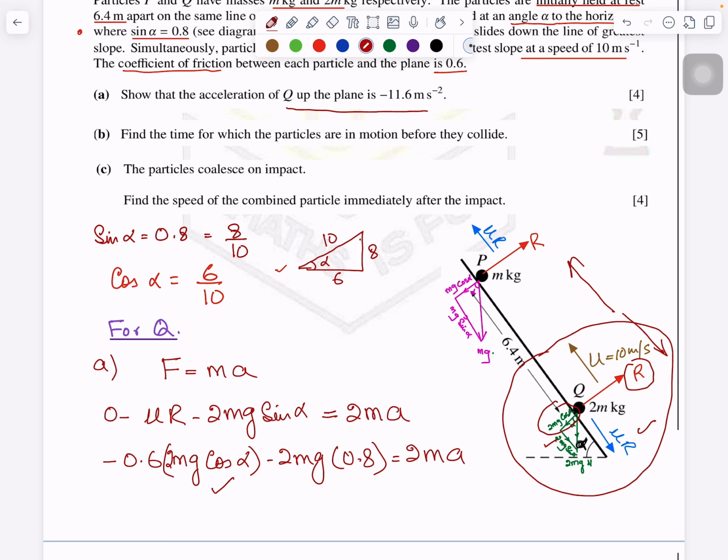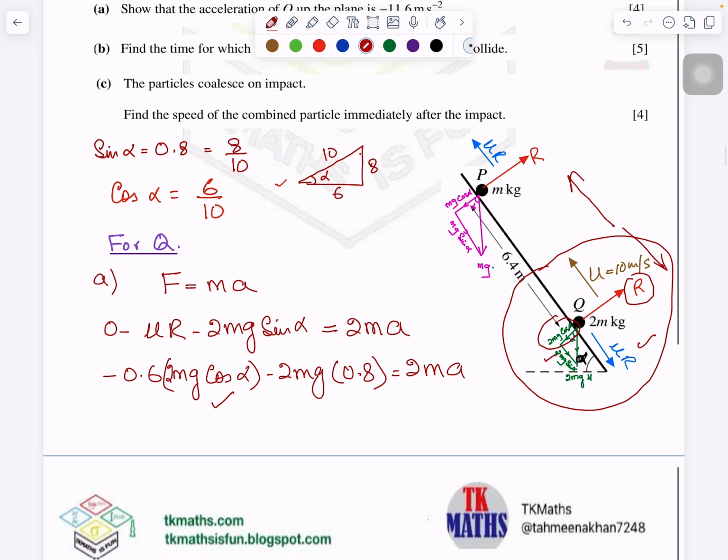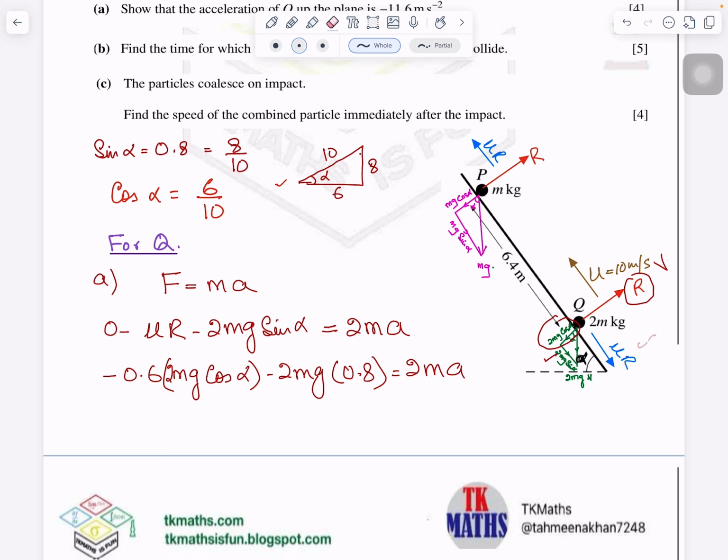So after that, I have not solved. I said I will just calculate here because there is one mistake which mostly students make. So what is that? m, if you see, is present in all three terms. In this term, in this term and in this term. So I can cancel out m, right? Or if you want to show one step, you can write 2mg, what is the value of cos alpha?